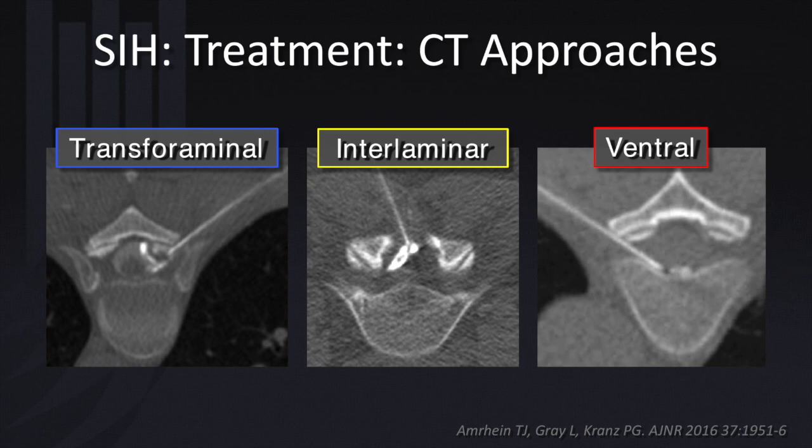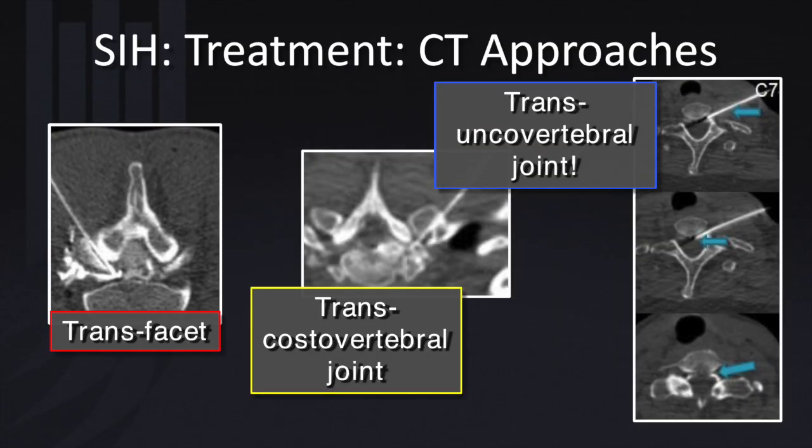The different approaches for patching are the same as they are for a lot of pain injections. There's transforaminal approaches, interlaminar approaches, this ventral approach that I just showed you. But you can also do other clever things under CT, like go through the facet joint to get to specific spots, go through the costovertebral joint, or Dr. Gray did this one where she actually went through the uncovertebral joint to get to the front.